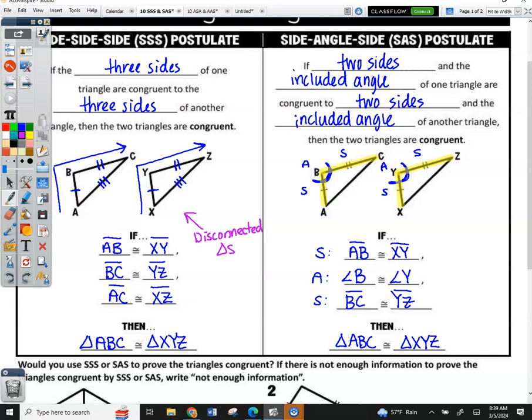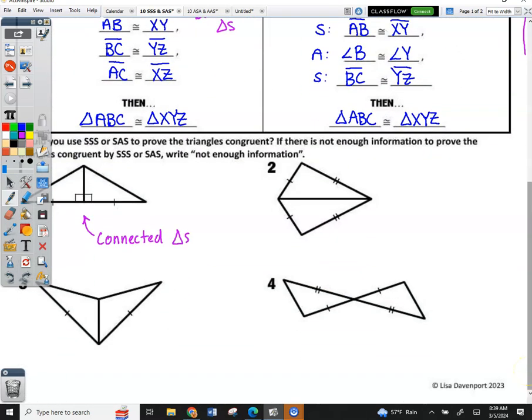Disjoint triangles means I just run with the information marked. There's nothing secret. Connected triangles, they're touching somehow. Then there's probably some secret info here that's not marked that I have to mark before I can answer the question. Okay? Look at all four of these triangles. What do you notice? They're all connected. So we're going to get good practice with that secret info. Okay?